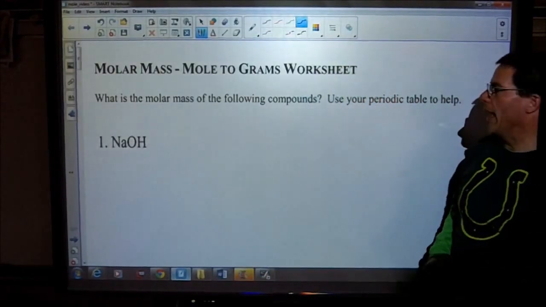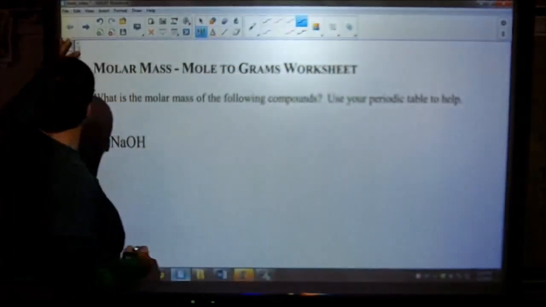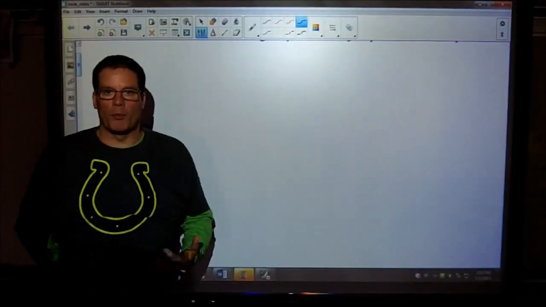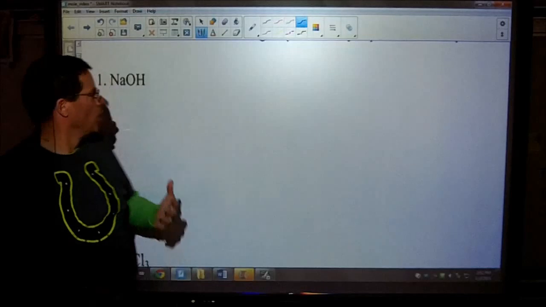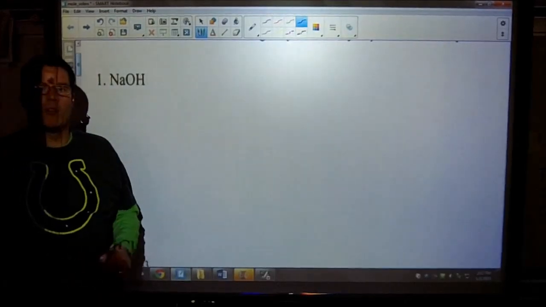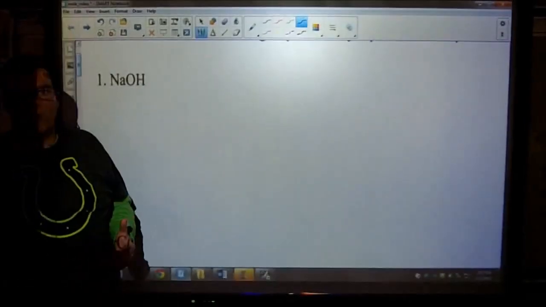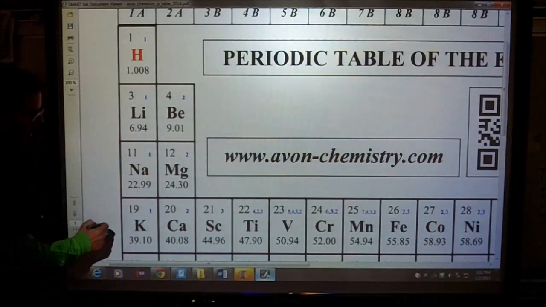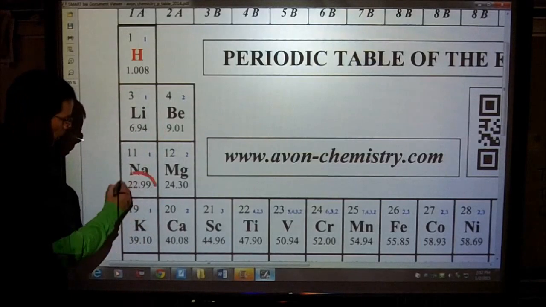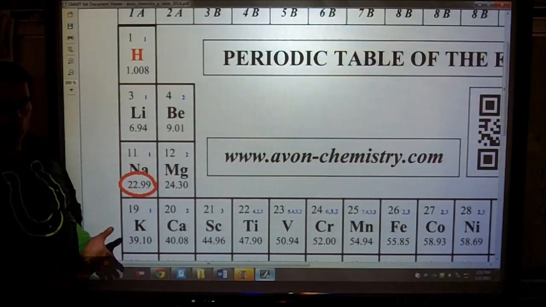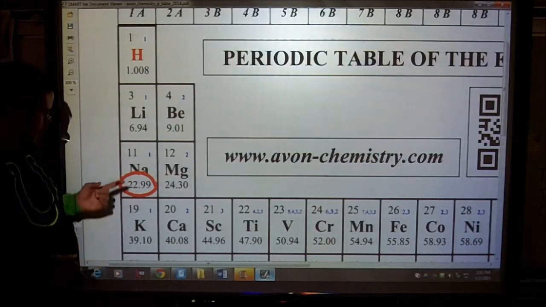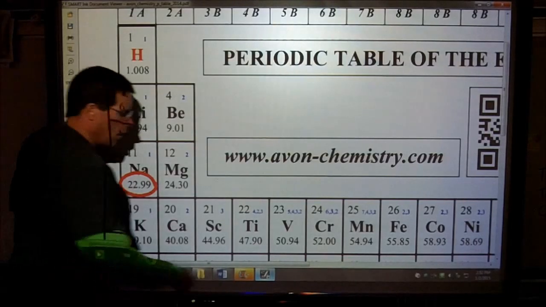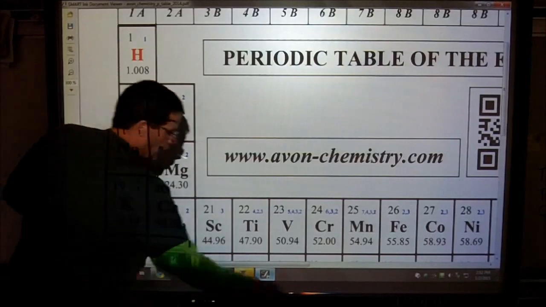So when it's asking for the molar mass, we're looking for if I had 1 mole, or 6.02 times 10 to the 23 particles, of sodium hydroxide, in this case molecules. So we want to use the molar masses that are on the periodic table. The number below tells us that if I had 6.02 times 10 to the 23 atoms of sodium, it would weigh 22.99 grams. That's what the molar masses are helping us to understand.